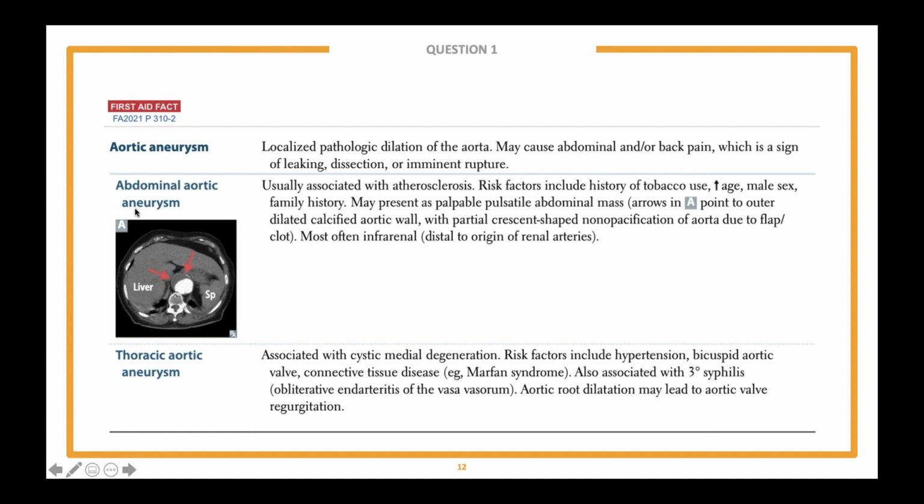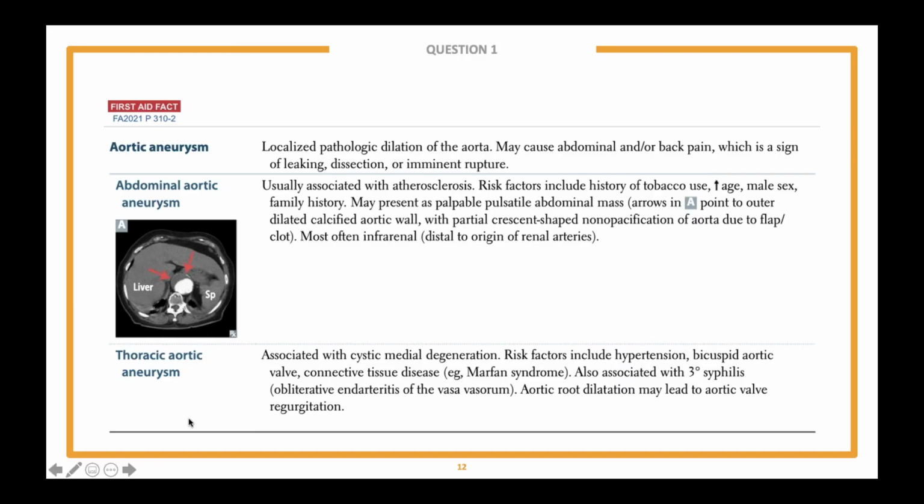As you can see there, it's usually associated with atherosclerosis. Risk factors include history of tobacco use, like our patient, increased age, our patient was 66, and male sex as well, like our patient. It may present as a palpable pulsatile abdominal mass, which is how our patient presented as well. So all things that are pointing to an abdominal aortic aneurysm. Hopefully you were able to pick up on that.